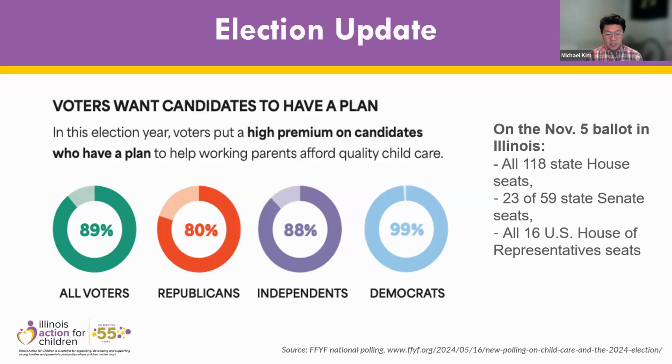This is a new poll conducted on behalf of the First 5 Years Fund, which is a national nonprofit that does early childhood policy. Through a bipartisan research team, they found that in this election year, voters by overwhelming margins want candidates to have a plan to address childcare challenges in the United States. As you can see, 89% of all voters want a candidate to have a plan that would help families afford quality childcare.